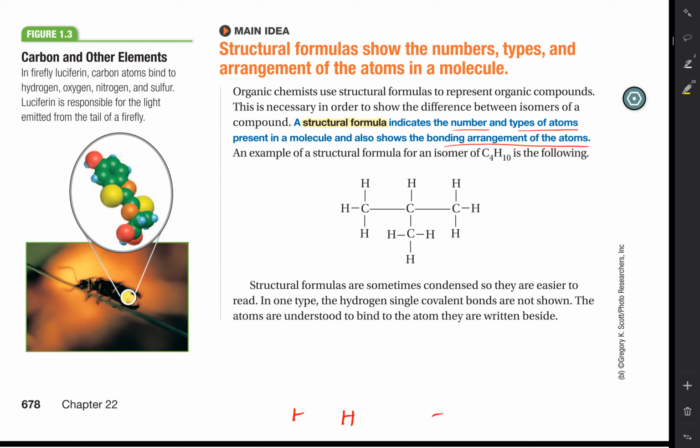Usually two methods are used for showing the structural formula. One of them is shown here, which we call the uncondensed structural formula, which shows how the atoms are connected to each other, and we also show all of the bonds. So we can easily see if there is any double bond, triple bond, or only single bond in the structure, and we can see how the atoms are connected to each other.